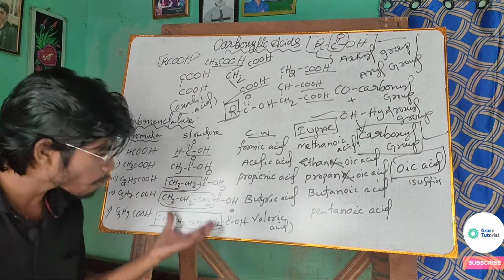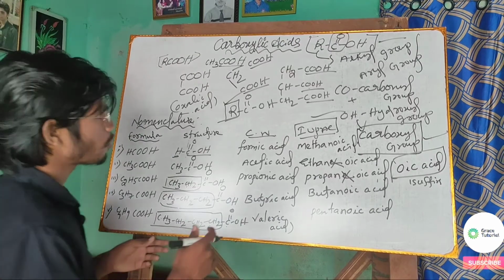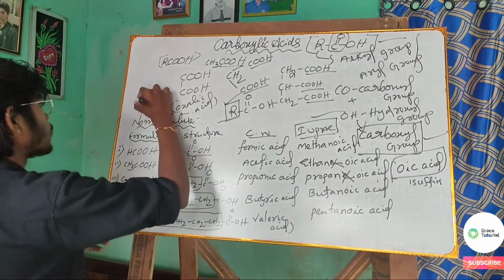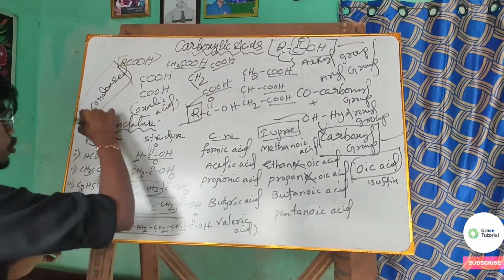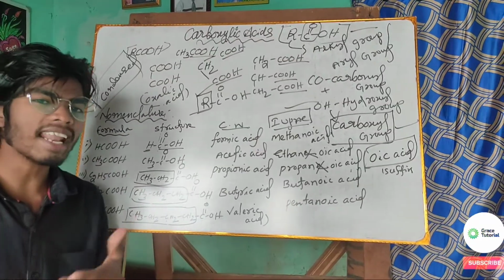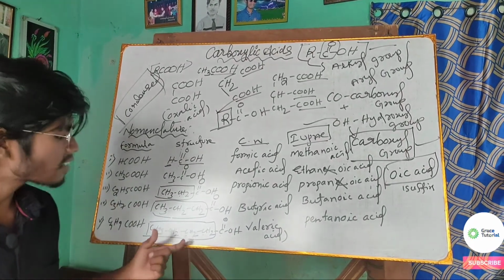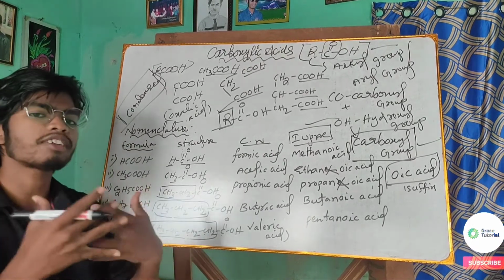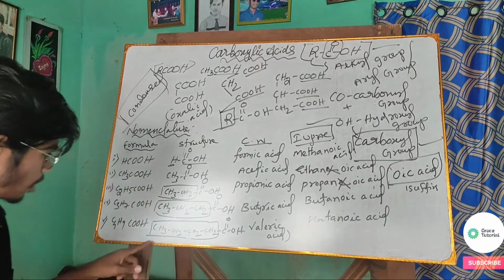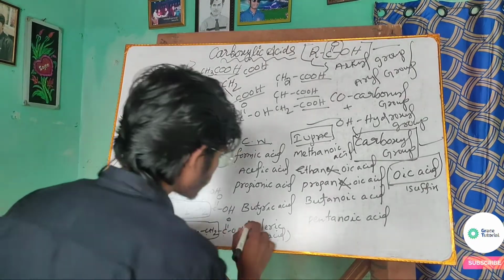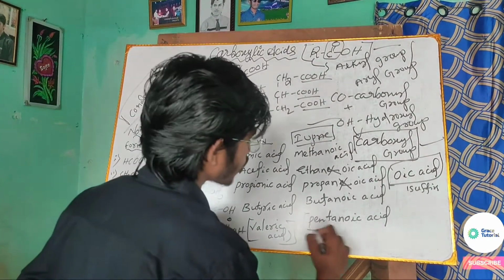But the structure that I have shown here is a condensed structure. You should know that this is a condensed structure. It is not an elongated or expanded structure, but a condensed structure, the structure which is written in the short way. That's a condensed structure because it has been condensed. Well, the name of this compound is valeric acid, the common name. But the IUPAC name is pentanoic acid.